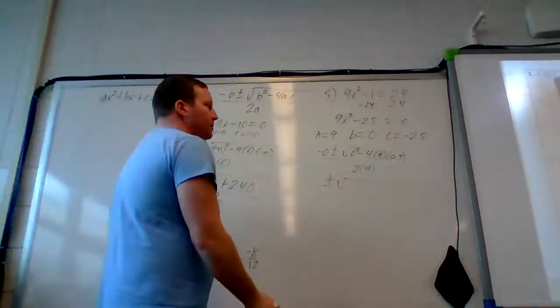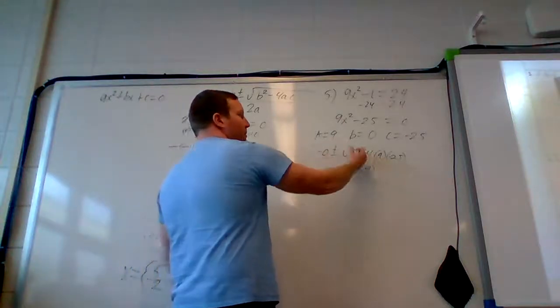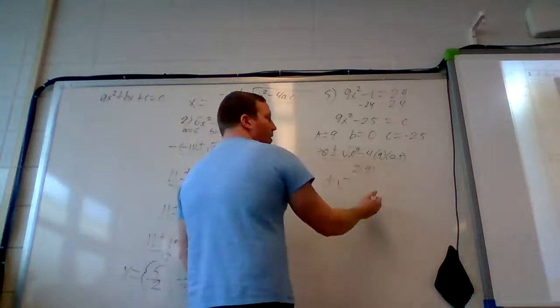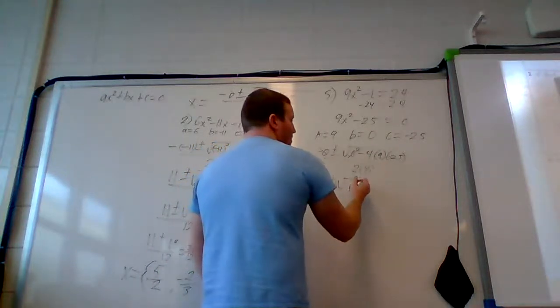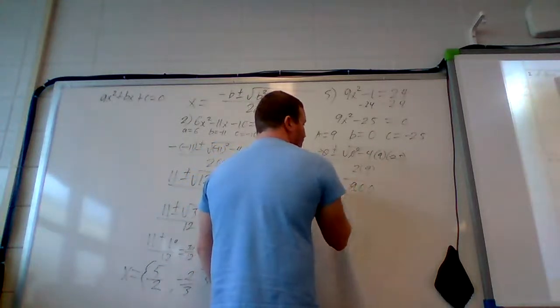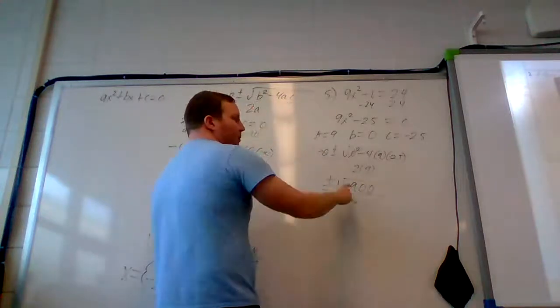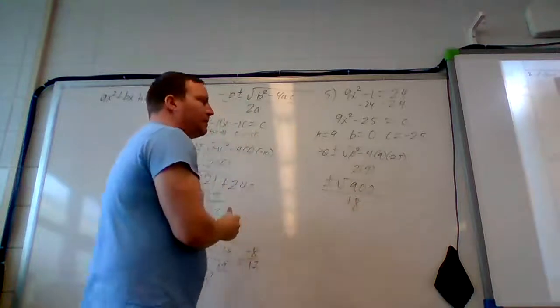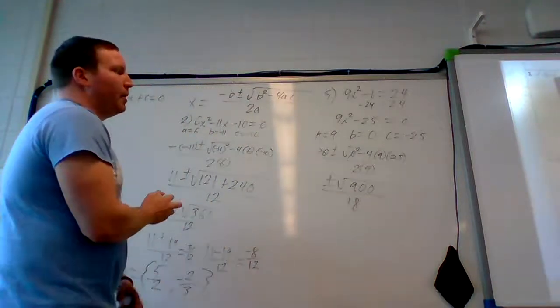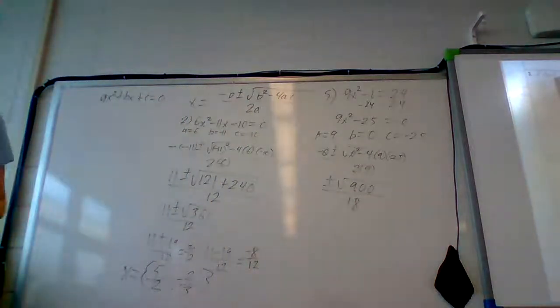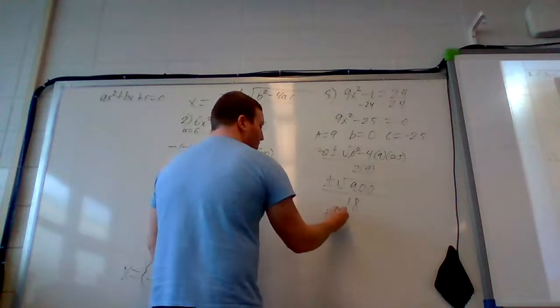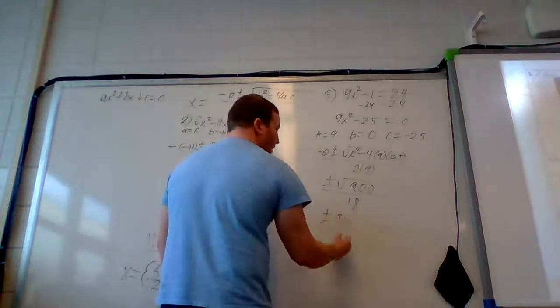900. So again, the zeros, you don't really have to worry about them. All that multiplied together gives us a positive 900 divided by 2 times 9, or 18. The square root of 900 is 30. So we have plus or minus 30 divided by 18.